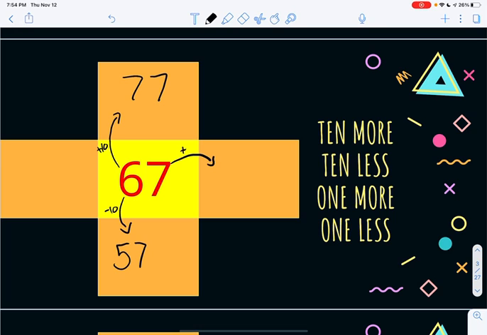Now, the next one was 1 more. So what is 1 more than 67? Well, we can just add 1 to the 7, which will give us 68. And then same thing with 1 less. 1 less, you would take a 1 away from the 7, which would give you 66.